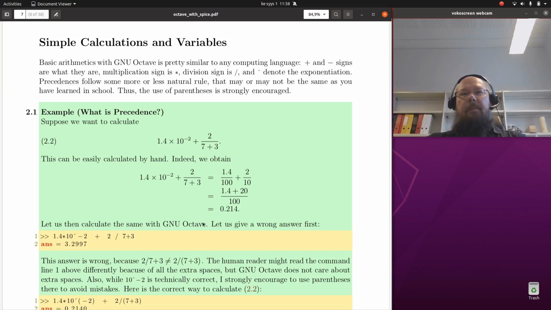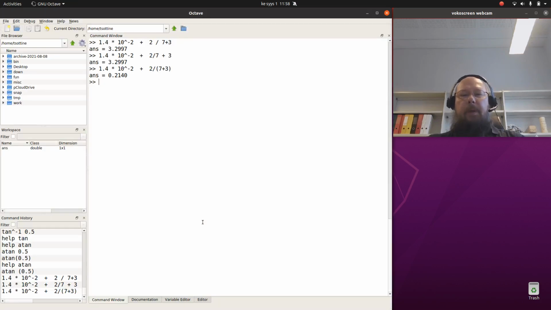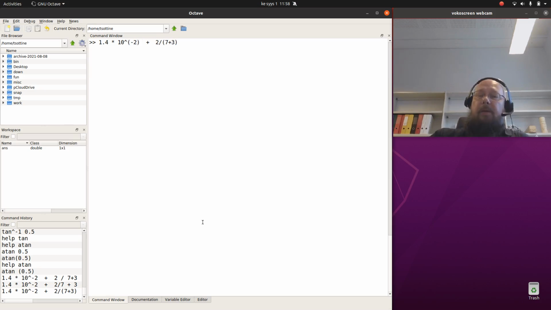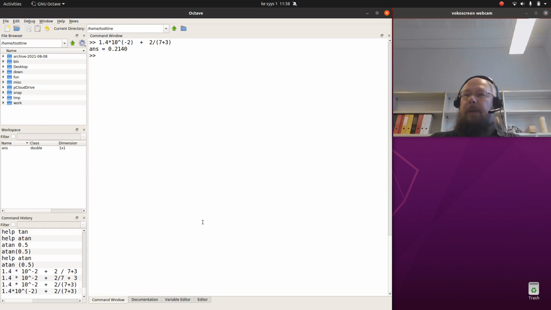Then there is a minor point here. Also there is this 10 to the power minus 2, so this minus 2 as a whole should be in the power. So I strongly recommend to put parentheses there also. But apparently in this case it was not needed. And whether there are spaces around these stars or not, it doesn't matter. So like this, it's correct.